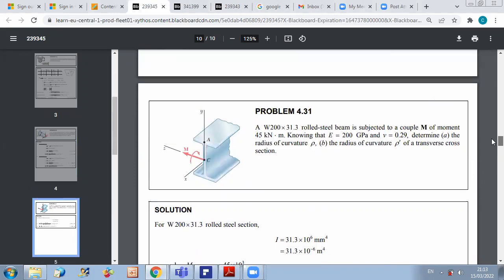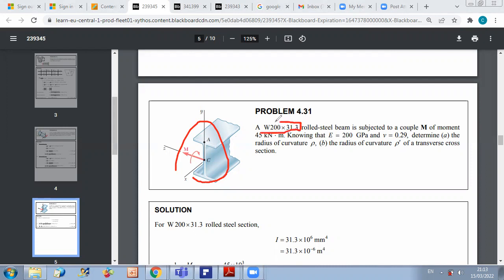So you have the following beam. This beam is a W200 times 31.3 rolled steel beam that is subjected to a couple M of moment 45 kilonewton meter. As you can see, they didn't give you any dimensions for your beam. When they give you a cross section, they give you all dimensions. Why? To allow you to find the neutral axis position, to allow you to calculate the inertia. Here, they didn't do this because they gave you just the name of the beam.